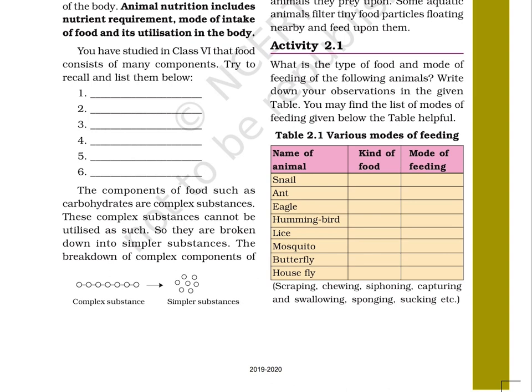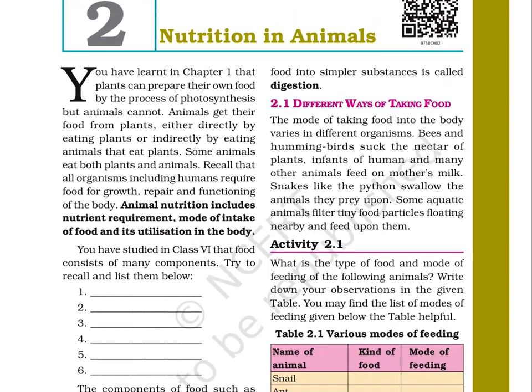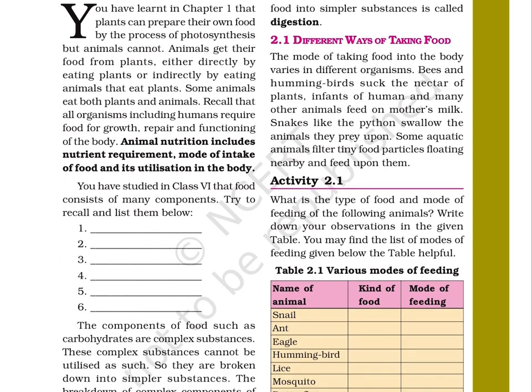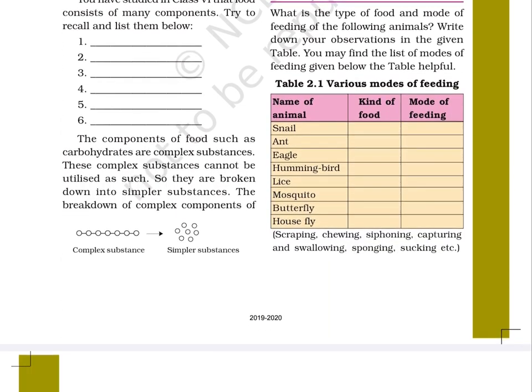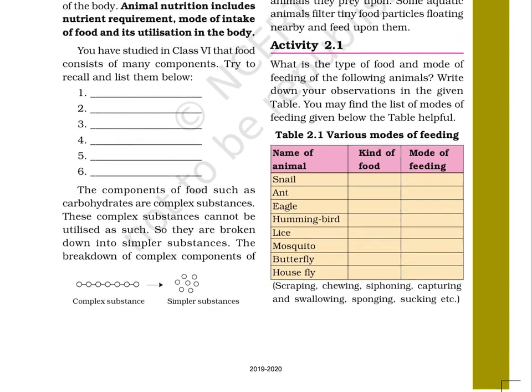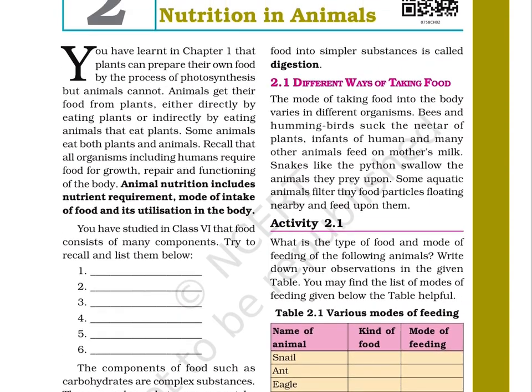These complex substances cannot be utilized as such, so they are broken down into simpler substances. The breakdown of complex components of food into simpler substances is called digestion. There's a chain of complex substance given here. With the help of digestion, it breaks down and takes a circular shape. It will now be called simpler substances.